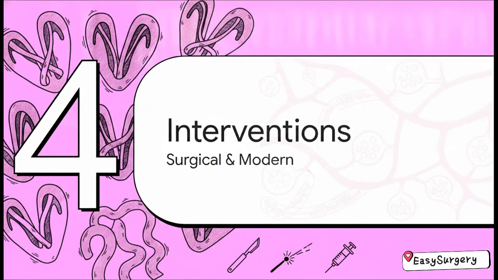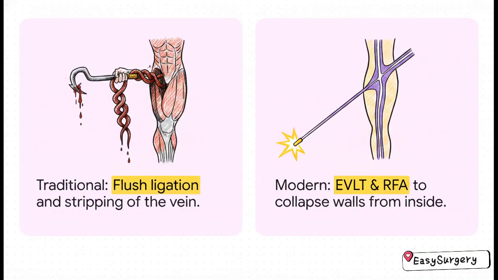Section 4. Surgical and modern interventions. Once we've accurately diagnosed the problem, it's time to actually fix those defective valves. Now, historically, the traditional go-to surgery was Trendelenburg's flush ligation and stripping. This literally involved tying off the junction and aggressively stripping the vein right out of the leg. Pretty intense, right? But today, the gold standard has dramatically shifted over to modern procedures. Things like endovenous laser therapy, or EVLT, and radiofrequency ablation.